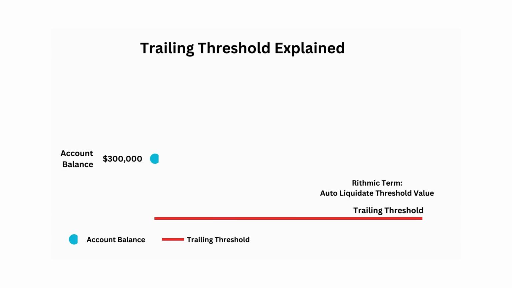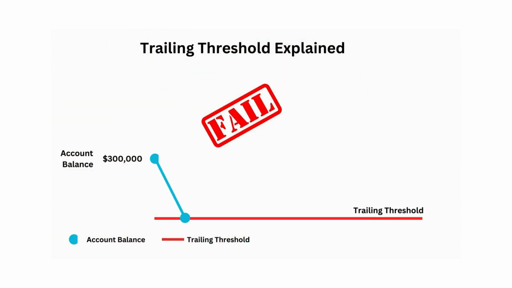First up is the account balance, which is $300,000 and represents the live account balance. Next up is the trailing threshold, known as the auto liquidate threshold value in Rhythmic and drawdown auto liquidation level in TraderVate. If your account balance touches this threshold, your account automatically fails, so it's crucial to keep your account balance a comfortable distance from it. Please note, the trailing threshold can only increase in price.